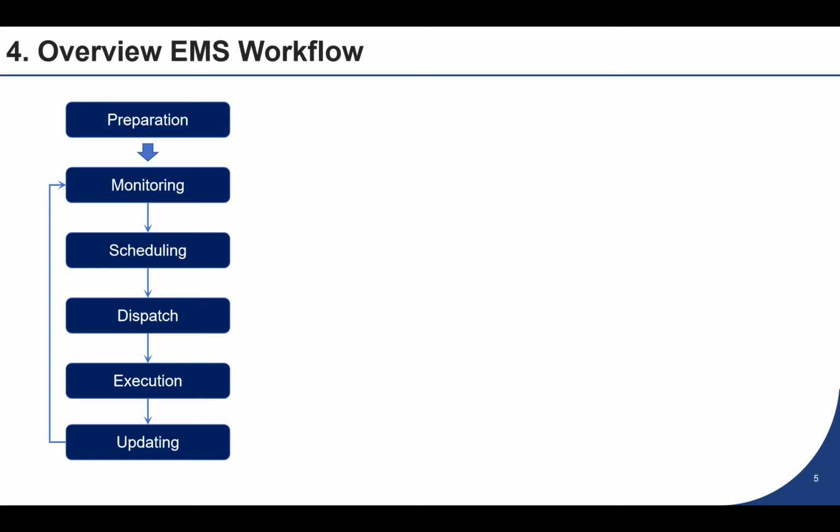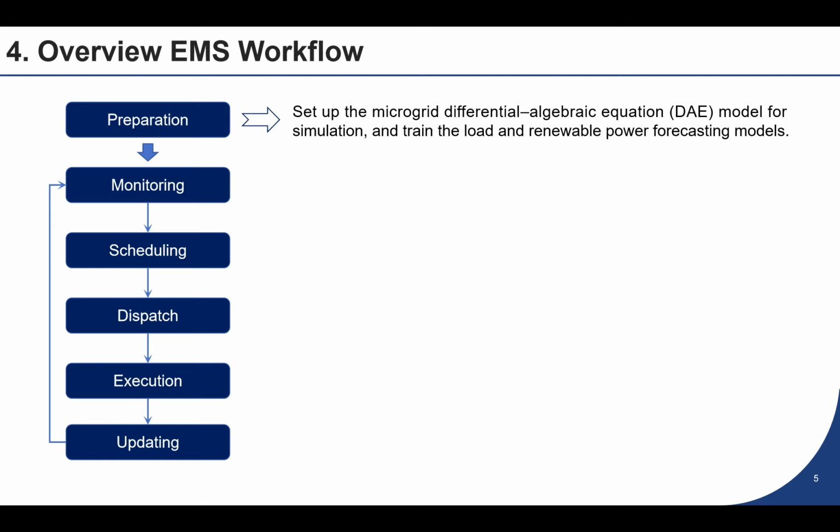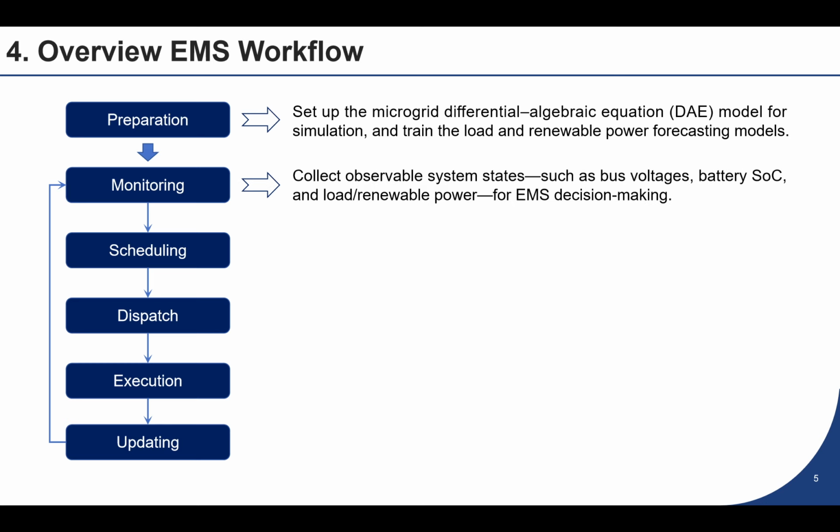Here is a review of the EMS workflow. First, we prepare the EMS by building the microgrid model and training the forecasting tools. Next, the EMS monitors key system states such as voltage, battery state of charge, and power measurements.